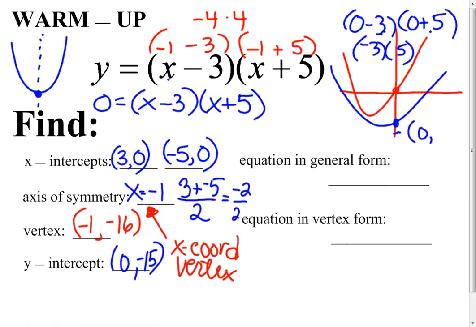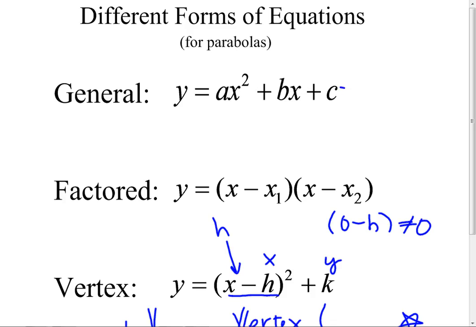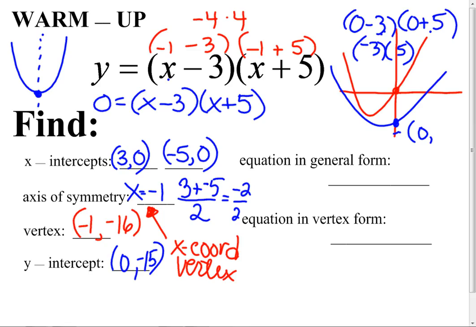We're just given a different form to start with. Actually, this is easier than yesterday because they gave it to us factored. Oh, except how are you going to get it in general form? Remember what general form looks like? It looks like this. So what do you have to do with these two binomials? You have to multiply them.